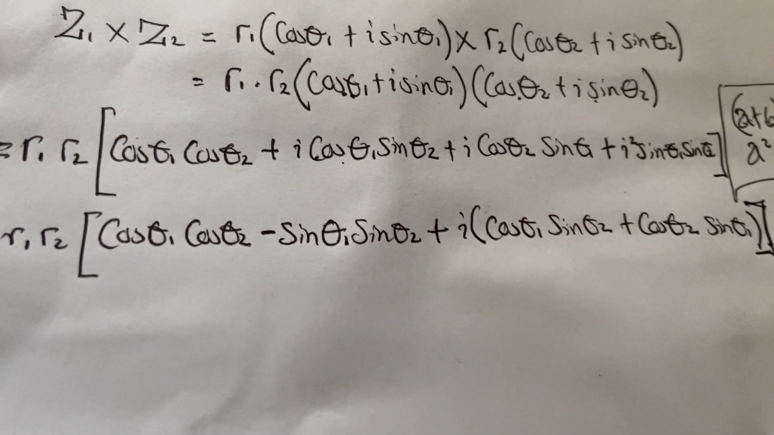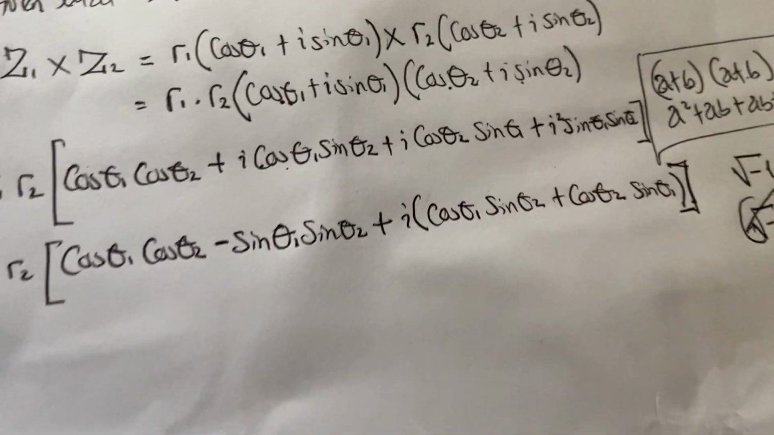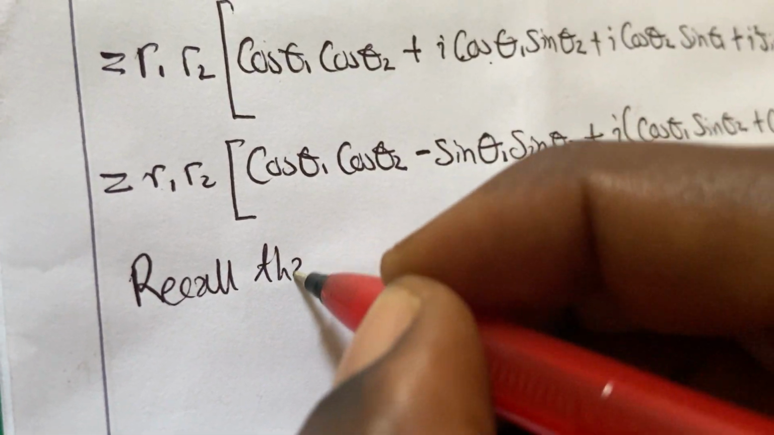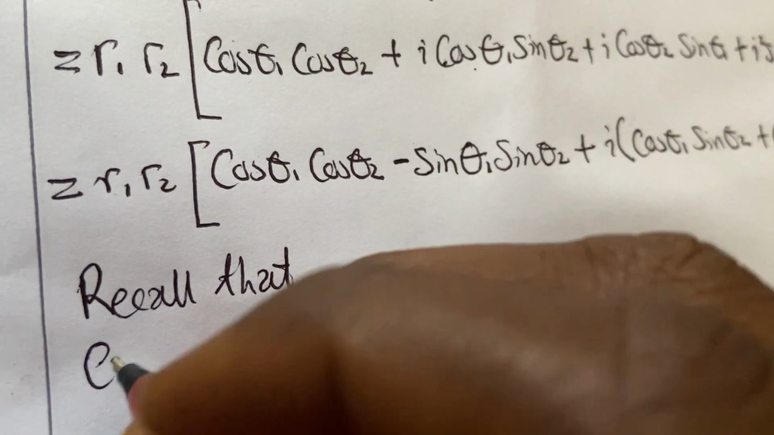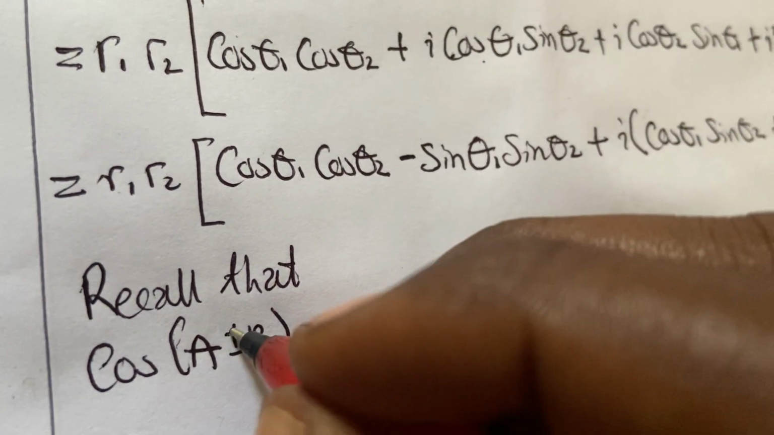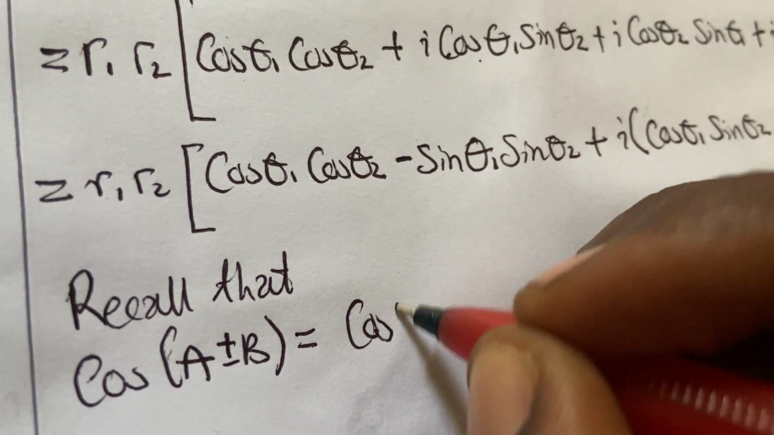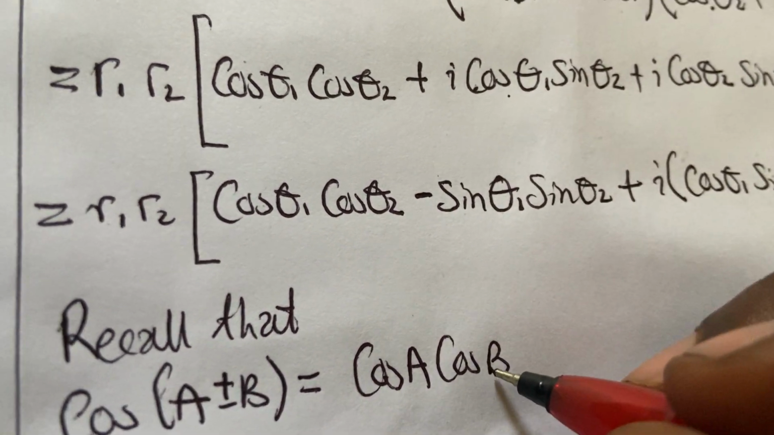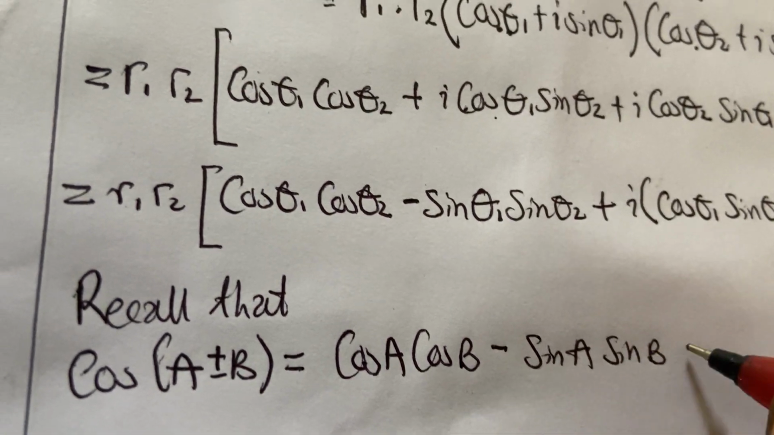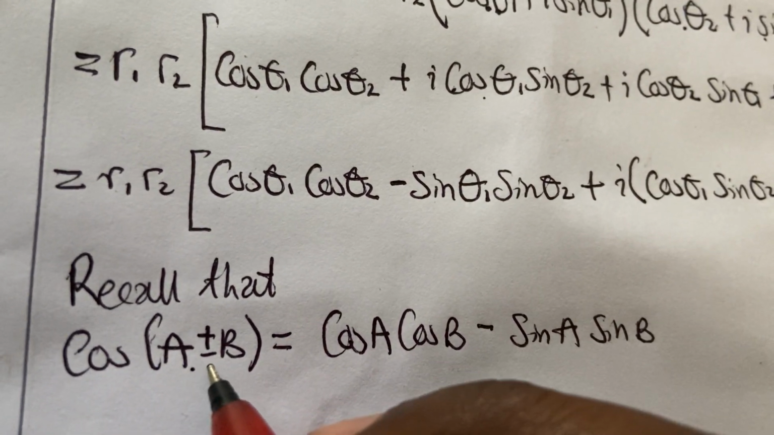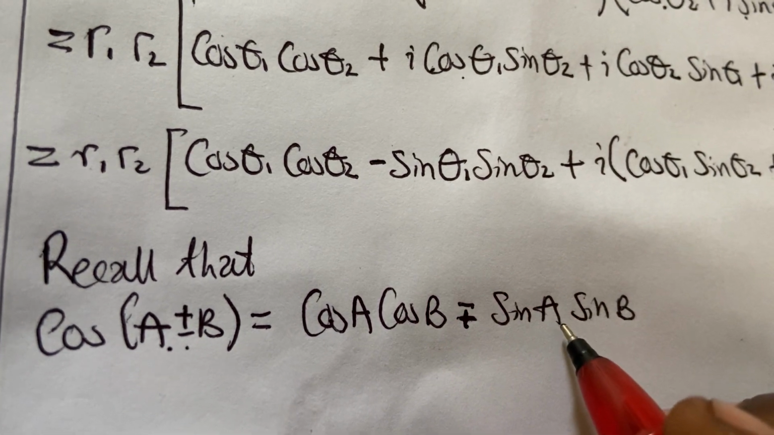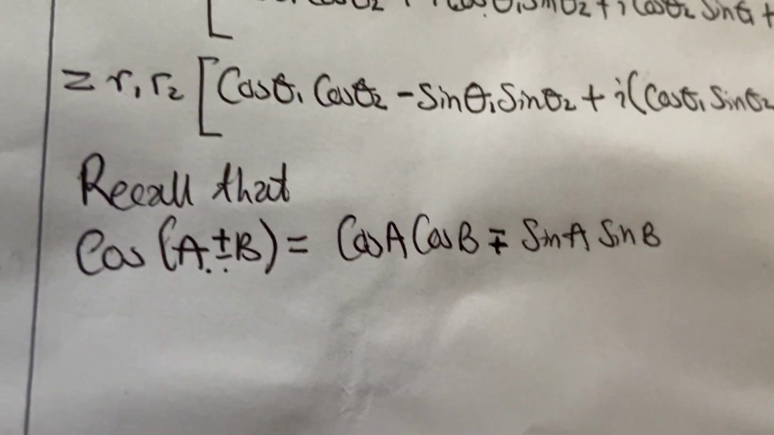All right, from our trigonometry rules, we'll recall that cos A plus or minus B equals, let me do that for plus, cos A cos B minus sine A sine B, and cos A minus B will be cos A cos B plus sine A sine B. That's one of the rules.